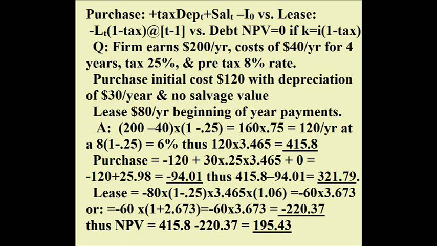So we net those out, so the purchase costs us minus 94. Offsetting the revenue gives us a net present value of the business with a purchase of 321.79. In contrast, the lease is minus 80. That's after tax, so it's minus 60. And, well, let's take that factor we had before, but make it 1 year sooner, which makes it 6% larger, present value. And there's a little trick here, we'll show it to you.